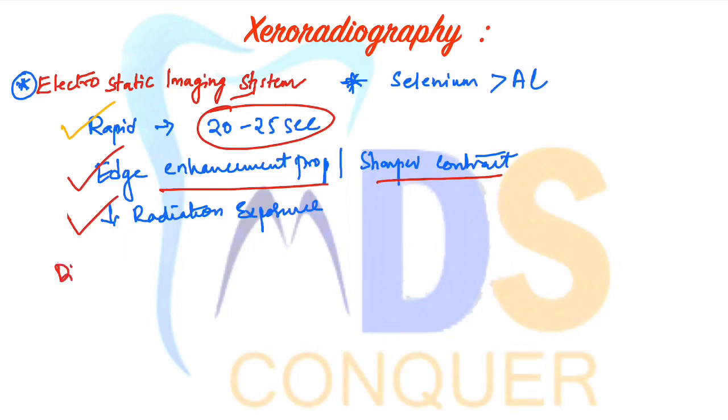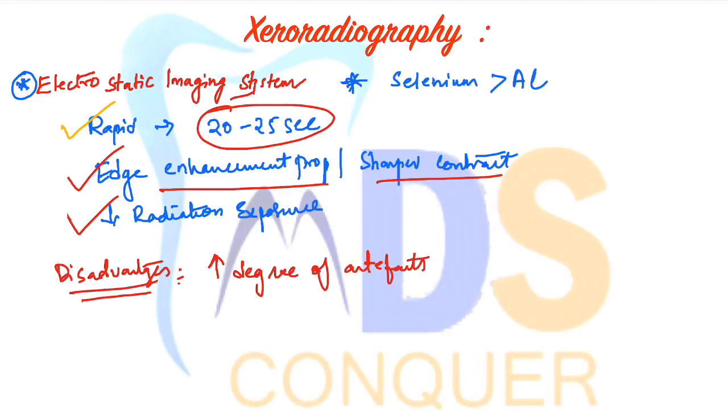Whenever you compare to the conventional radiographs, you have a greater degree of artifacts here. And whenever you have larger areas of bone, meaning more than 2 centimeters, they are shown better with conventional radiographs than with the zero radiographs. Whenever you have larger defects, this cannot be a good option.